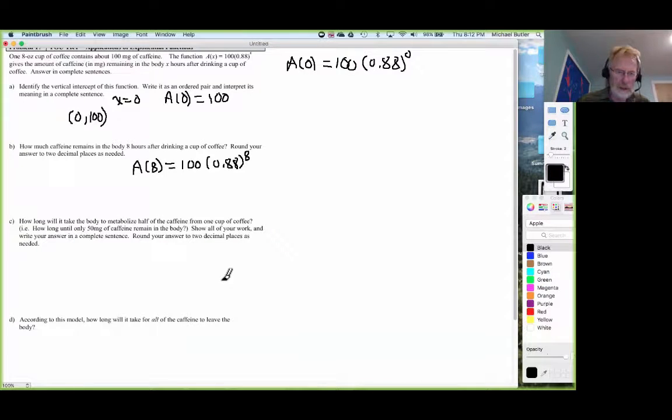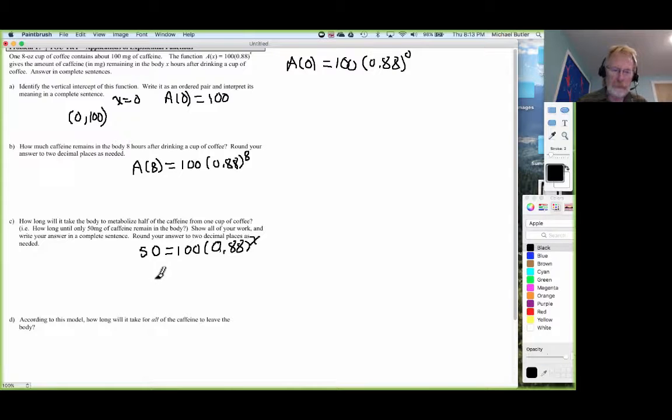Okay. So how long will it take the body to metabolize half of the caffeine from 1 cup of coffee? So in other words, how long until 50 milligrams are left? So half of it means, it's very similar to the question you were asking, okay, how do I solve an equation that looks like this? Let's put a 0 where it belongs there: 50 equals 100 times 0.88 to the x.